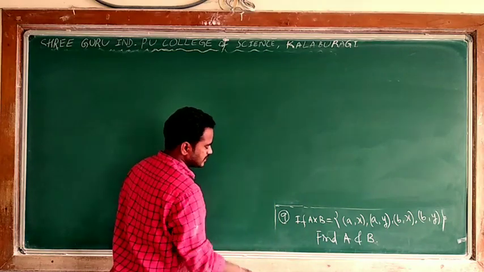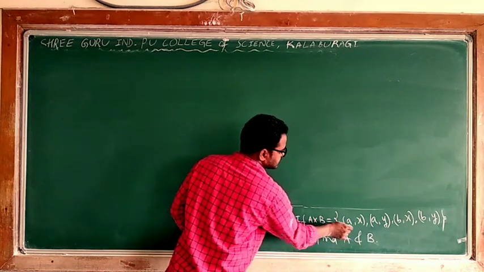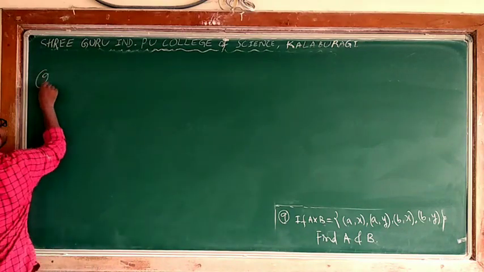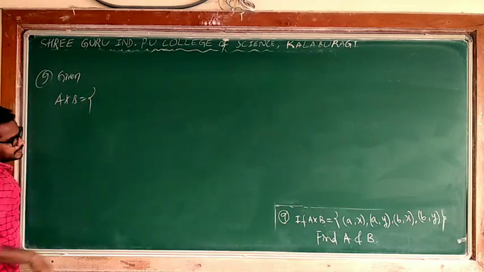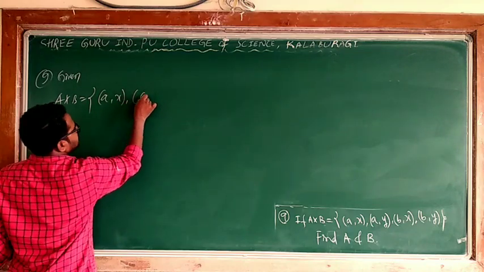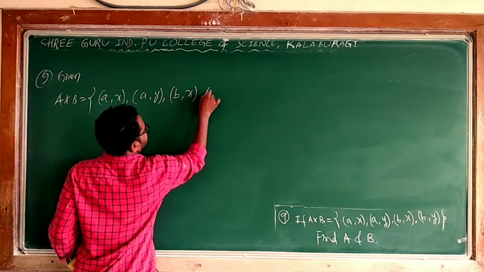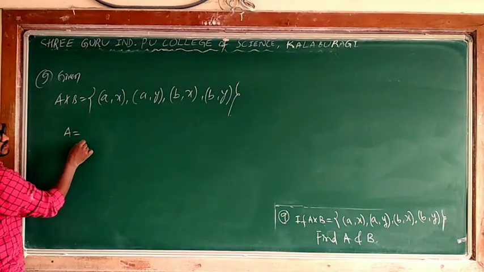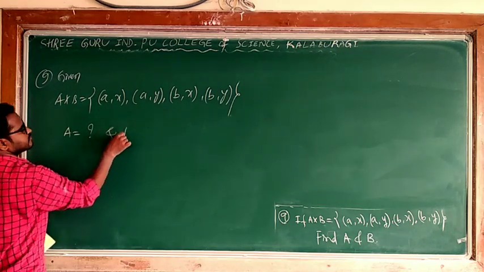The 9th question is asking that if A cross B has this given Cartesian product, find the value of A and B. It's very simple. What is given in the 9th one? Given A cross B is equal to (a, x), (a, y), (b, x), (b, y). Now he is asking what is the value of A, means he is asking find A and find B.